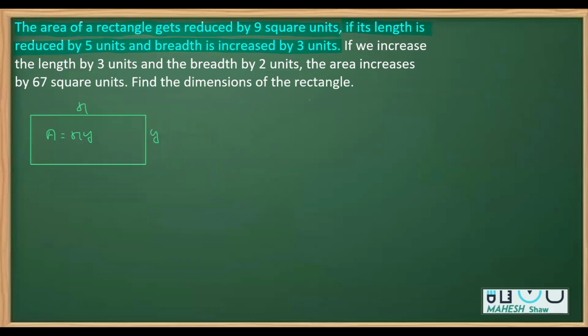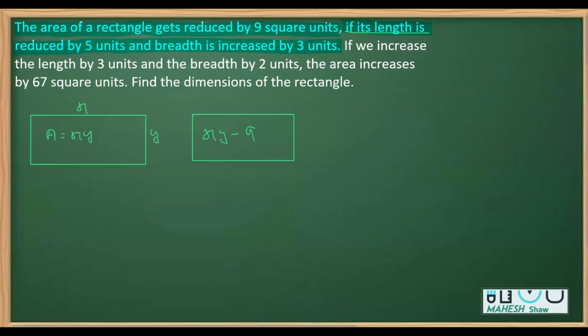Now in the next part it says that its area is reduced, right? That means we need to make another rectangle. For the other rectangle, the area which was xy is reduced by 9 square units. So the original area was xy, and it will be reduced by 9 units when the length is reduced by 5 units.